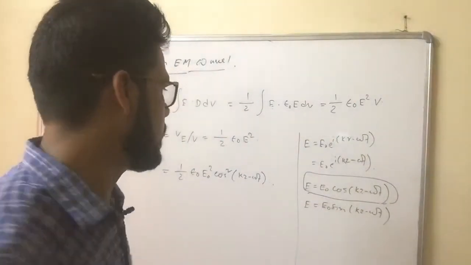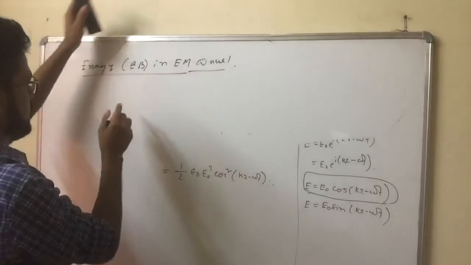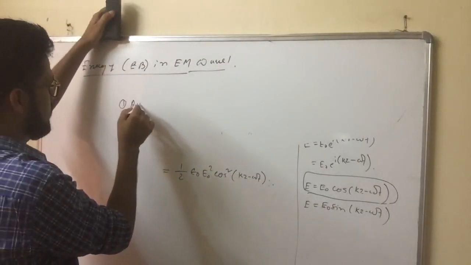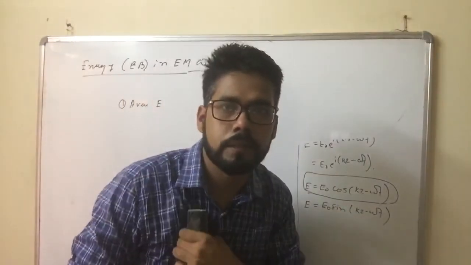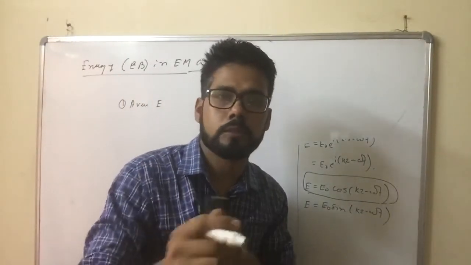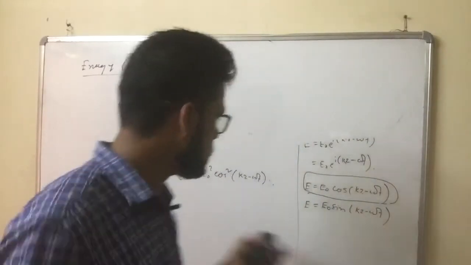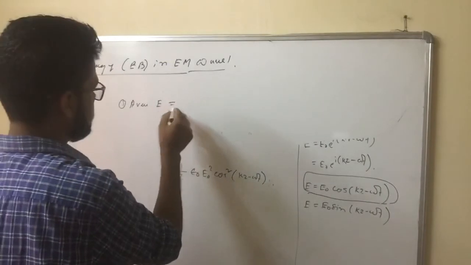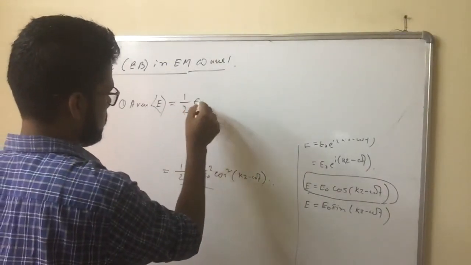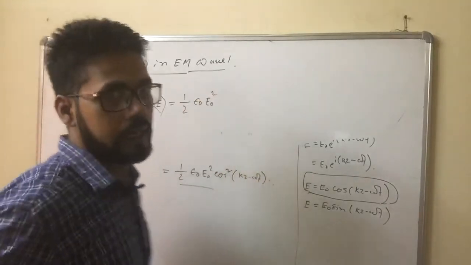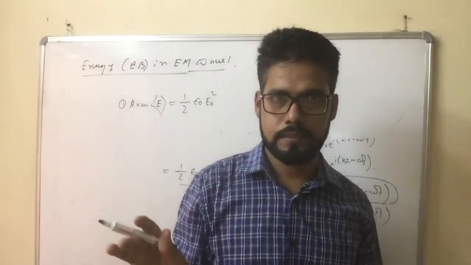What is the RMS value? Average energy. This question comes in the exam. In an exam, what happens? They will give an electric field and ask you to find the electric field energy in the electromagnetic wave. Average energy means, E naught square is constant. In the last class I showed you that the constant you cannot take the average of.